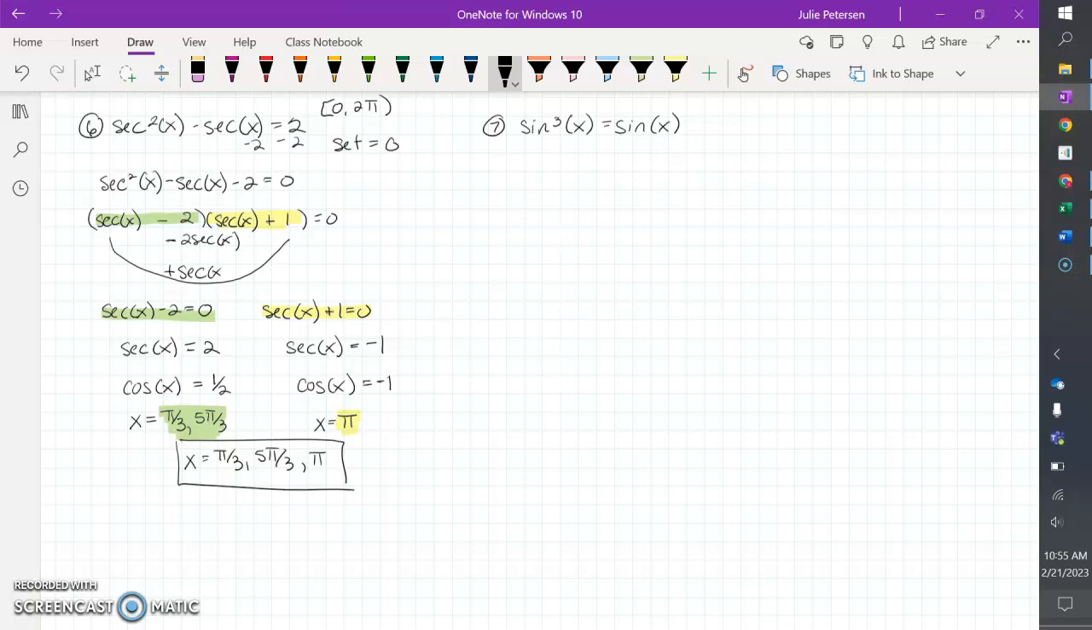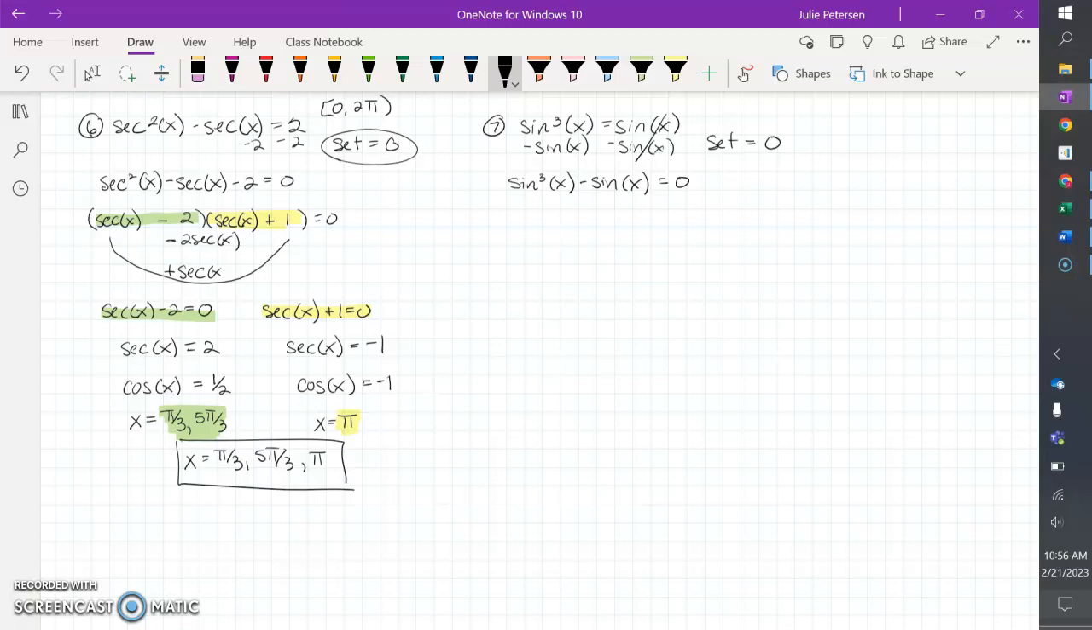So follow the same first step we took over here and set it equal to 0. So I'm going to subtract a sine x from both sides. Here's the next chance for a mistake to happen. Sine cubed of x and sine of x are not like terms. We can't combine them. So we're just going to write them next to each other.